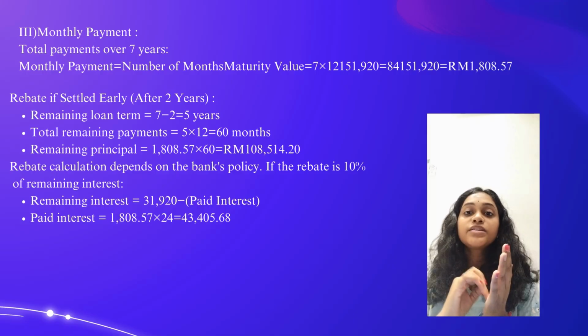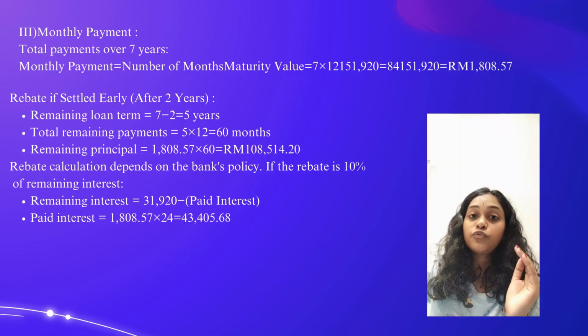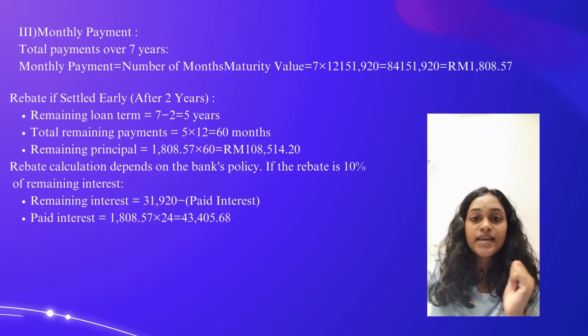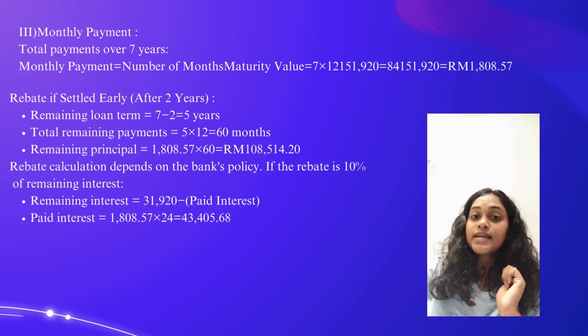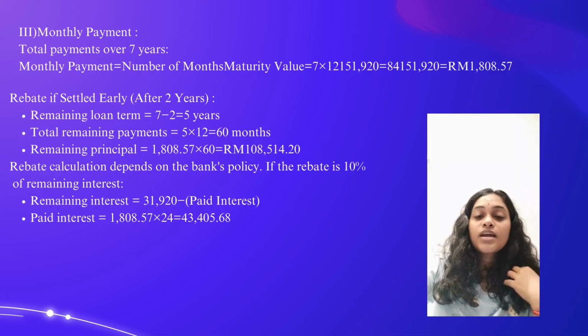Monthly payment: 151,920 ringgit divided by 84 is equal to 1,808 ringgit 57 cent. So, your fixed monthly payment would be 1,808 ringgit 57 cent over the 7-year period.